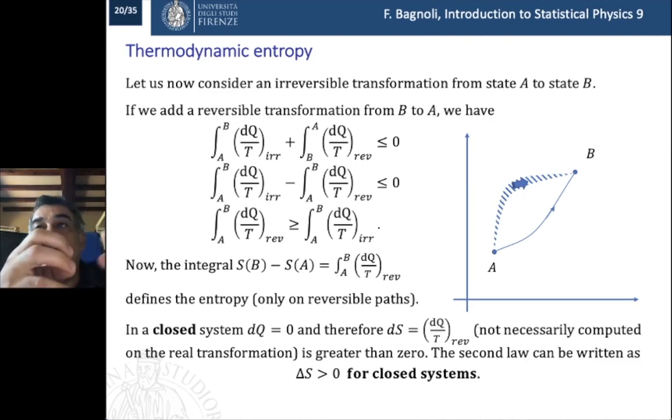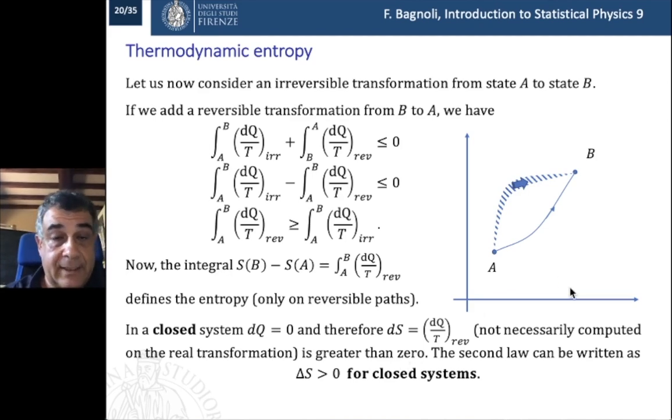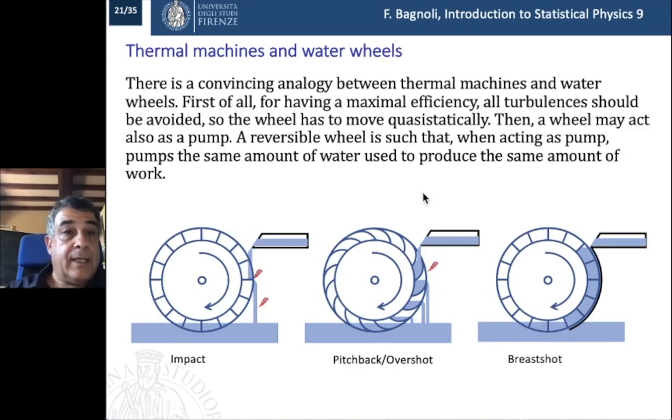I have two pieces of a body at different temperatures. I put them in contact. The system can be considered closed. It does not exchange heat with other sources. Then the entropy has to increase. So essentially, this is the definition of entropy, which has again to be computed on a reversible path, also for an irreversible transformation.